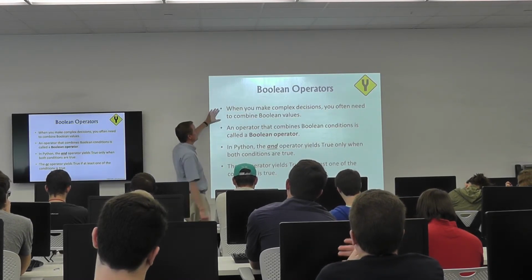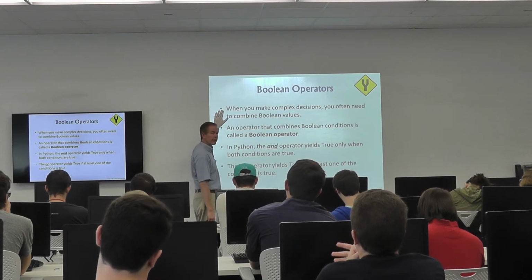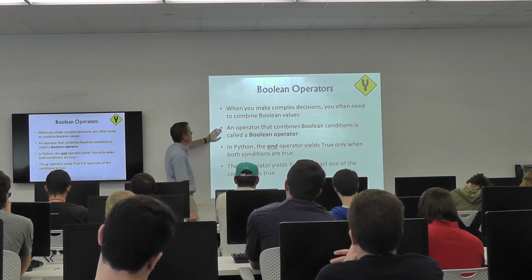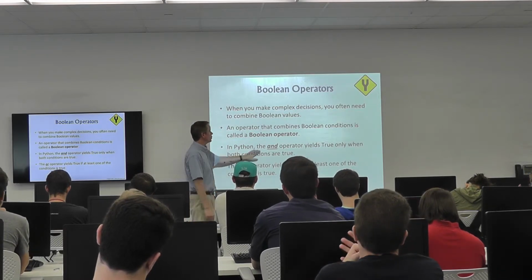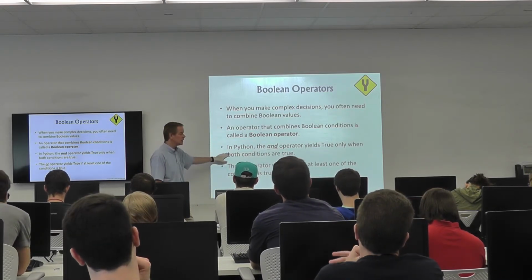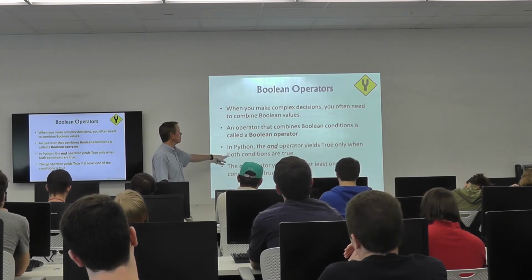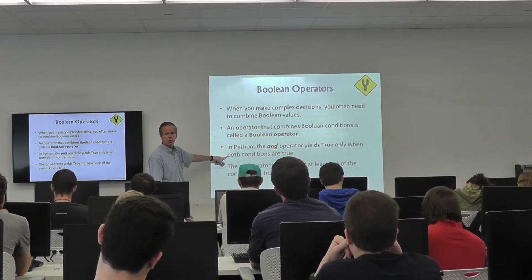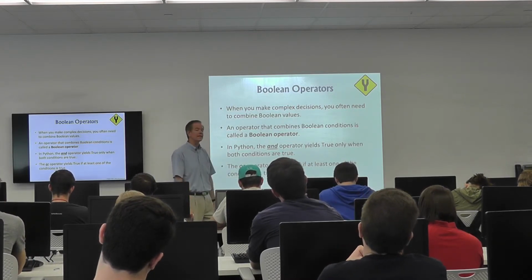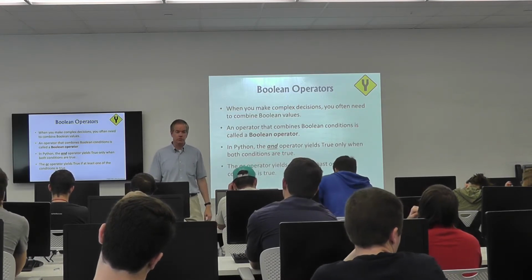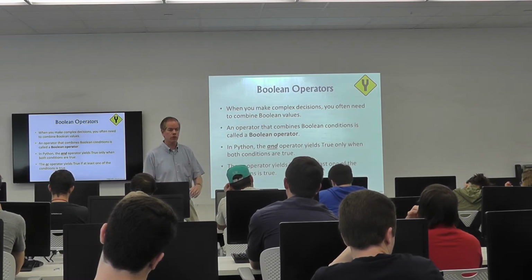When you make complex decisions, you often need to combine Boolean values. Oh god, it gets complicated. An operator that combines Boolean conditions is called a Boolean operator, and we've got 2 of these. One is AND, which yields true only when both conditions are true. And then there's OR, which yields true when at least one of the conditions is true. AND and OR are your best buddies in the whole wide world.